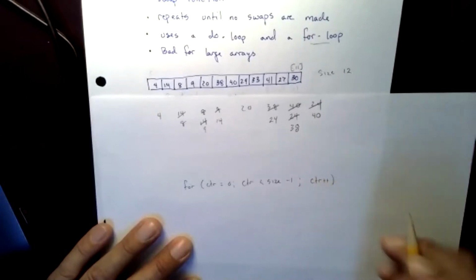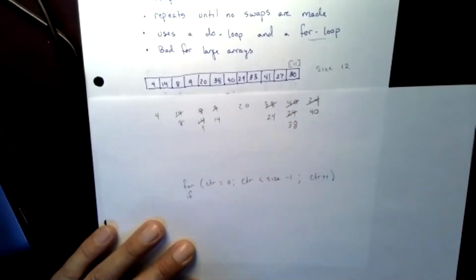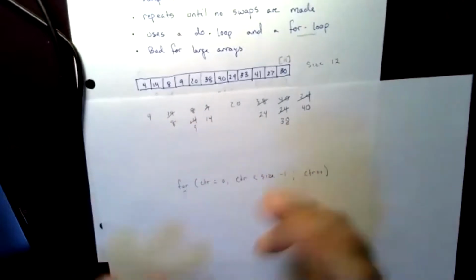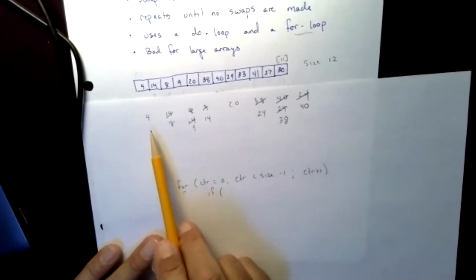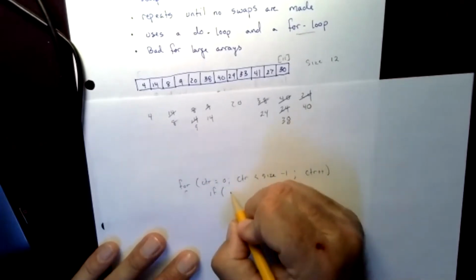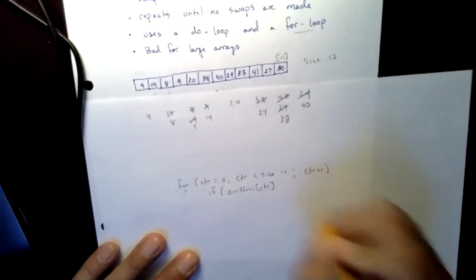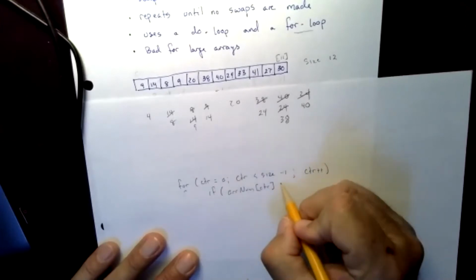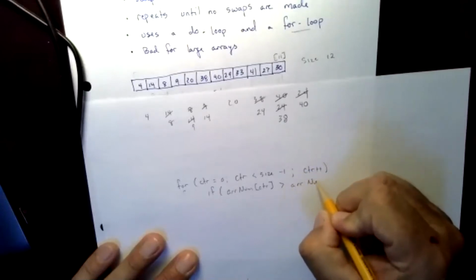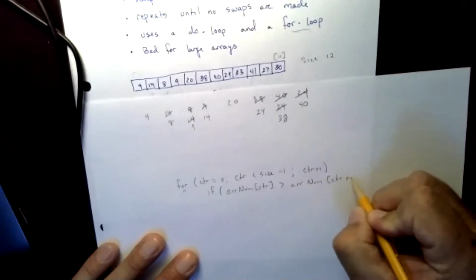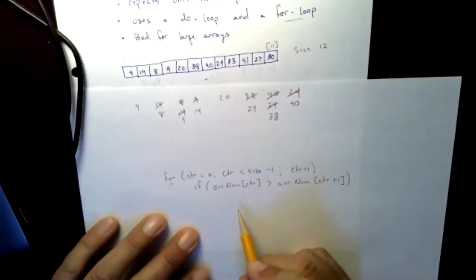And then I'm going to come in and I want to say in my if statement, what? This guy, array num sub counter, because these are numbers. If array num sub counter is greater than array num sub counter plus 1, then stuff happens. And what happens? Swap. I'm going to swap.